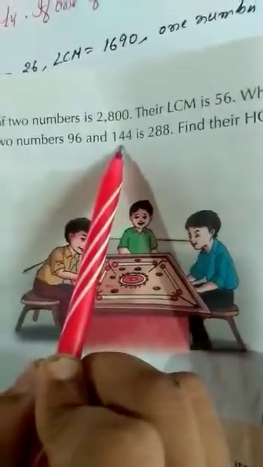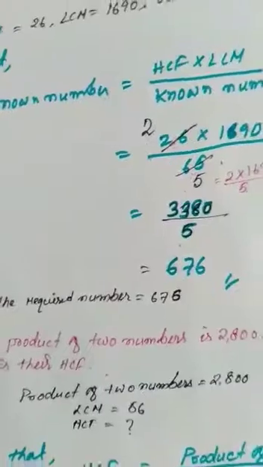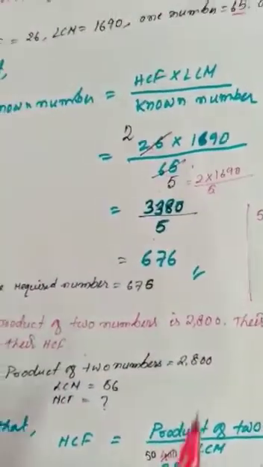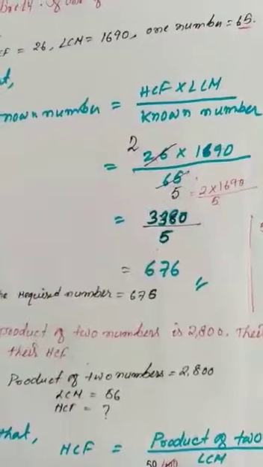You can look here: the LCM of two numbers 96 and 144 is 288, and find their HCF. So in the same way you can do it. It's very easy, just as we have done now. This way you can do it, and you must do in your copy all the sums, practicing every day.